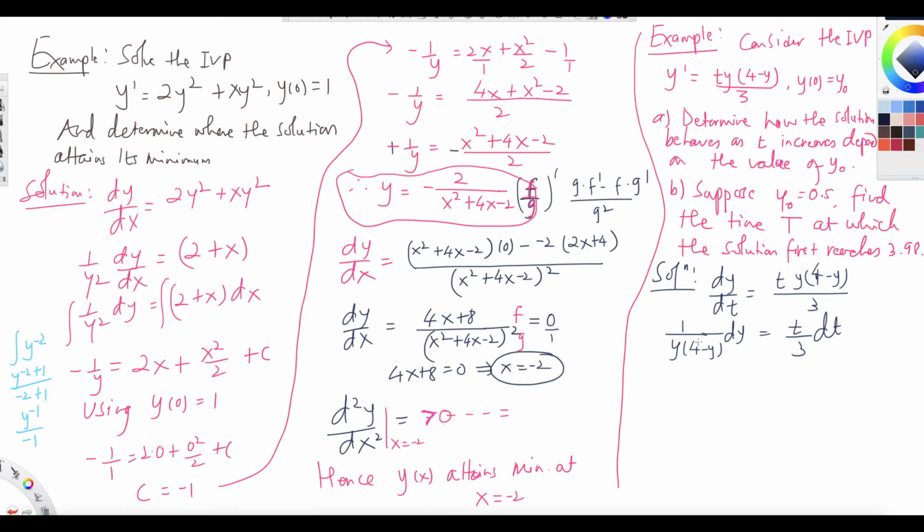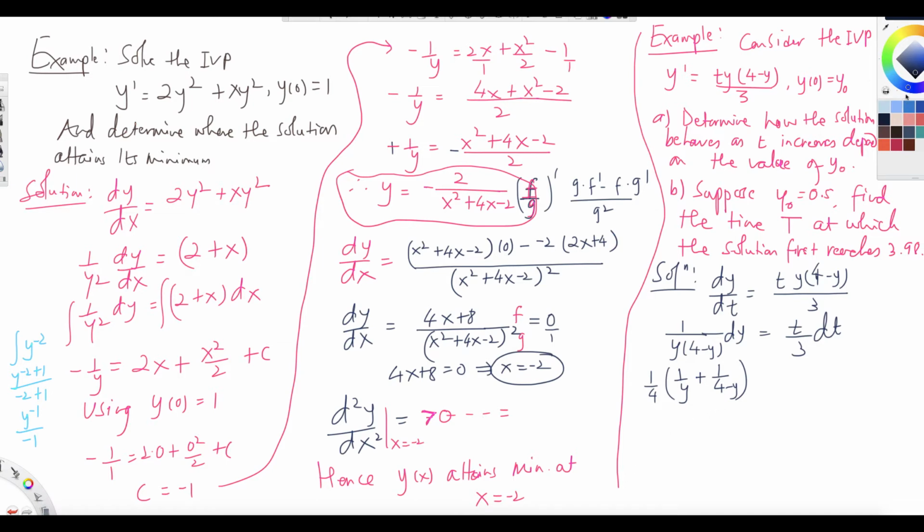Now you remember from Calc 2, you need to use partial fractions to separate them, right? So you will get 1 over y and 1 over 4 minus y, and then you can write 1/4. If you simplify this, you will get that. So the actual method is you need to do the partial fraction. Do you guys remember how to do the partial fraction?